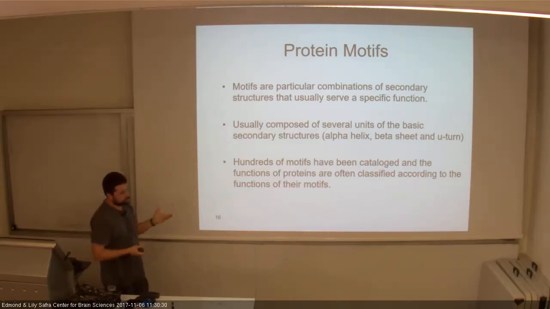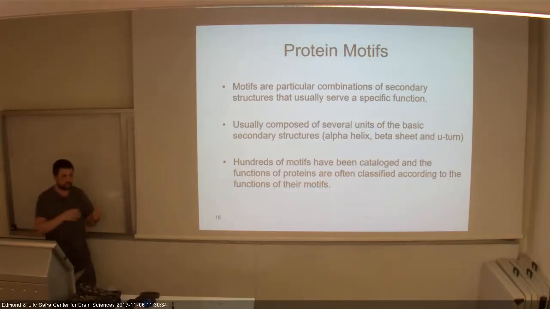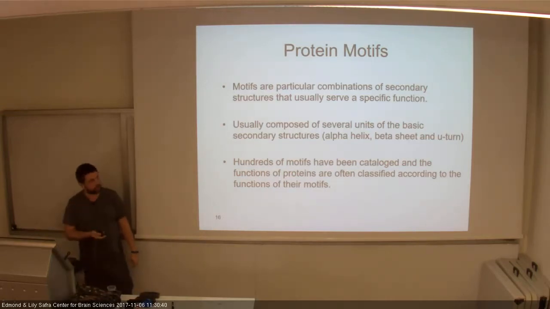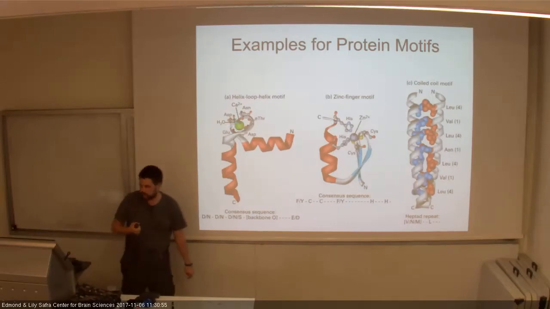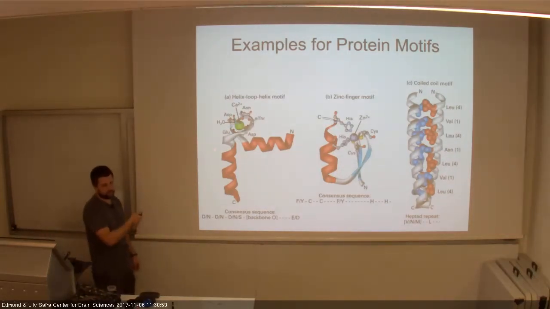There are hundreds of different motifs that we know, and you can find different motifs in different proteins, and a lot of times the motifs that you will find in a protein will also define the function of the protein. I'll give you an example of three such motifs. For example, the helix loop helix motif that you can see here has a very strong affinity for calcium. So in a lot of proteins that know how to bind calcium, you'll find this motif.